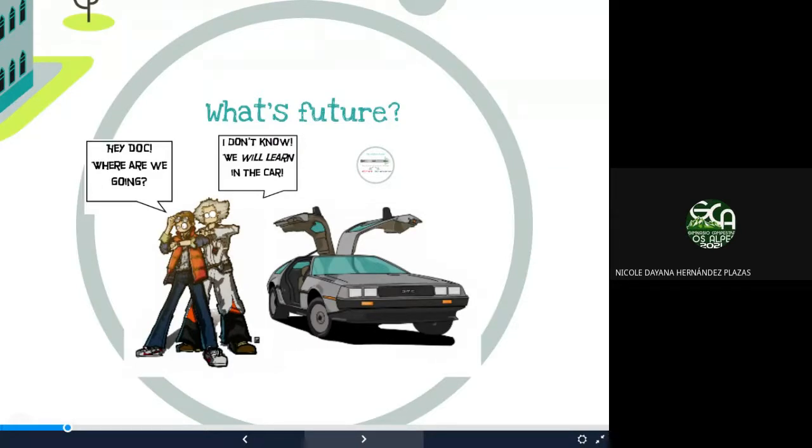May not. May is a modal verb, so no future. You can use will, you can use be going to. What else? Okay, I am going to stop for a second.